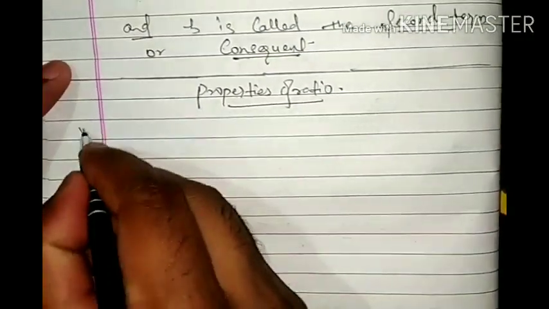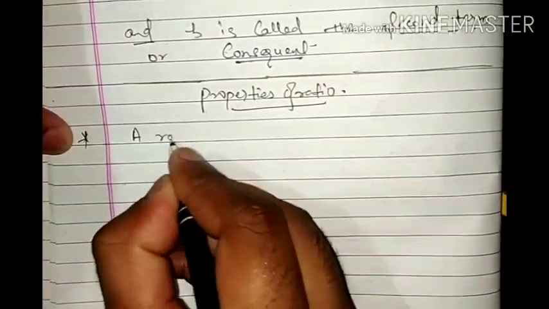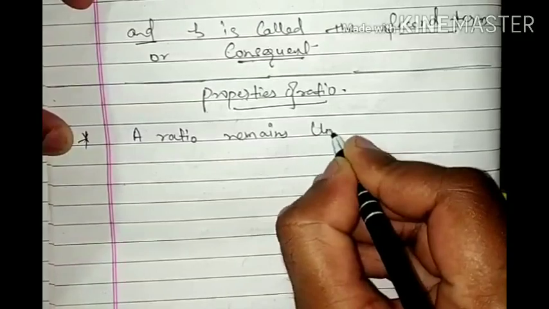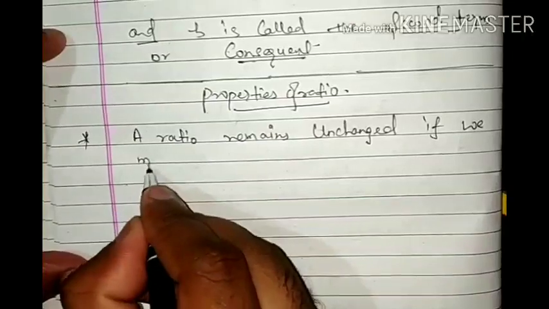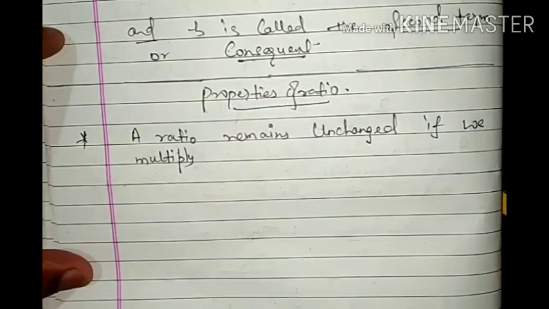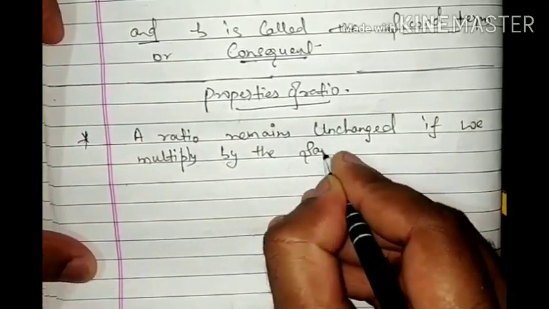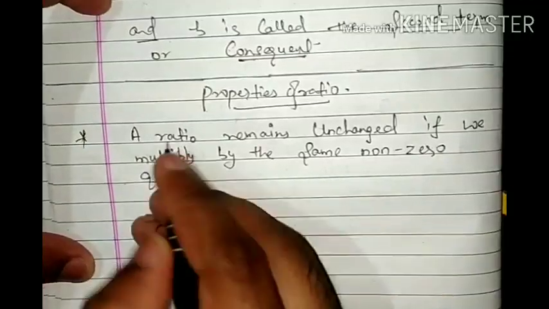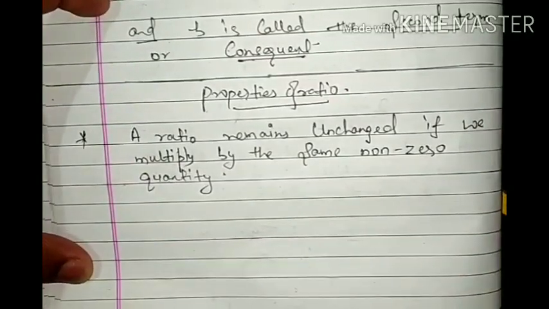And what are they? The first property: a ratio remains unchanged if we multiply by the same non-zero quantity. This is the first property of ratio.